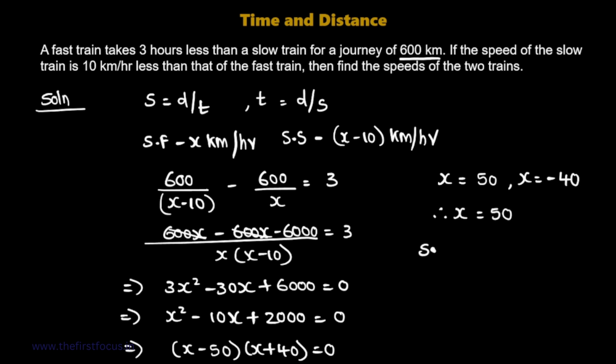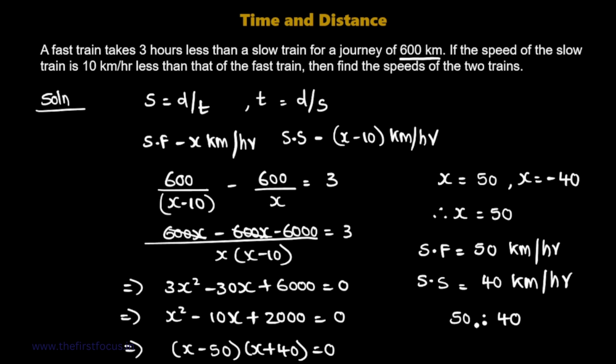That is, the speed of the fast train is 50 km per hour and the speed of slow train is 10 km less than that, that is 40 km per hour. Comparing these two, on comparison we can take as ratio 50 is to 40. So their speed in the term of ratio is 5 is to 4.